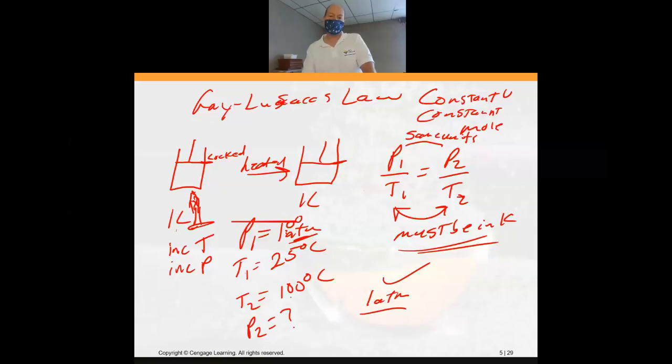My T1 is 25. No, do not put in 25. You would get the wrong answer. You must add 273.15. This is 298 Kelvin. Your P2, that's what we're looking for. What is the pressure after we heated this to 100 degrees Celsius? Again, do not put in 100. 273.15 added is now 373.15.